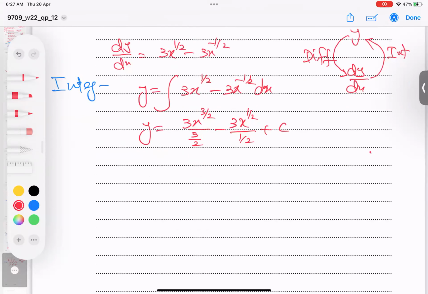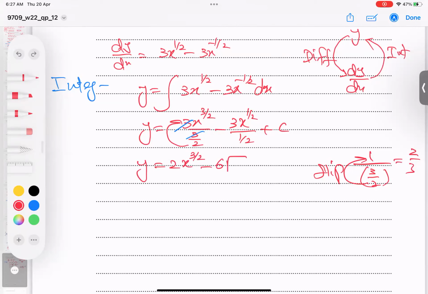So, students, 1 over 3 by 2 will flip, so it goes 2 by 3. This 2 will go up, but this 3 will cancel out, so I get a 2. I mean to say y equals 2x to the power 3 by 2. This 2 will flip and become 6, and this half you can write as root x or half, no problem. So I hope up till here you're not getting any big issue.